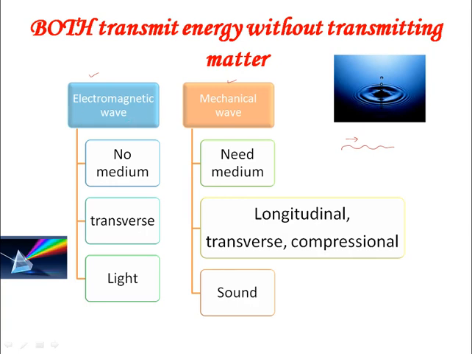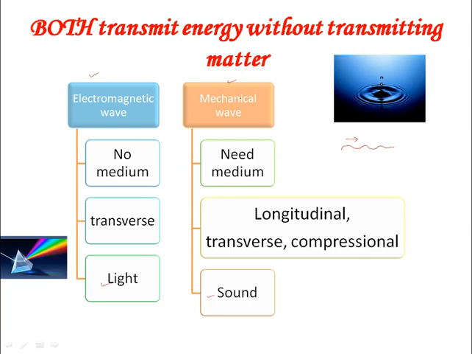Electromagnetic wave does not require any medium, whereas mechanical wave requires a medium. Electromagnetic wave is transverse in nature, while mechanical wave is longitudinal and compressional in nature. The example here is light, and over here the example is sound.